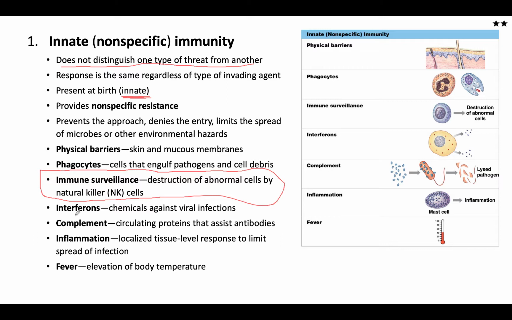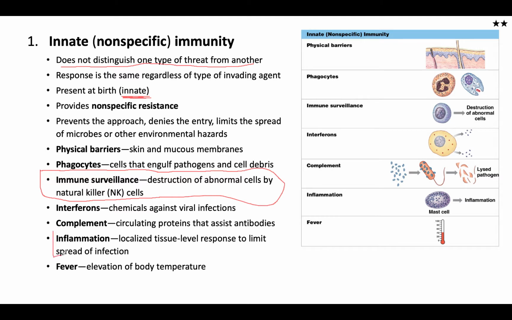Then we have interferons, which are chemicals to protect against viral infections. Complement proteins, we're going to talk about those. These are proteins that circulate and help with the antibodies. And then we've got the release of chemical messengers that trigger inflammation. That is a characteristic of the innate immune system. That's kind of an interesting one.